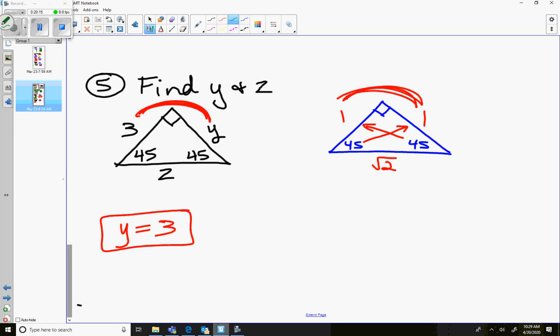Now, for the z, I am going to do a little bit of work. So I'm going to set up my proportion. 3 is to 1 as z is to the square root of 2. Make me work on my handwriting a little bit here. Cross multiply.